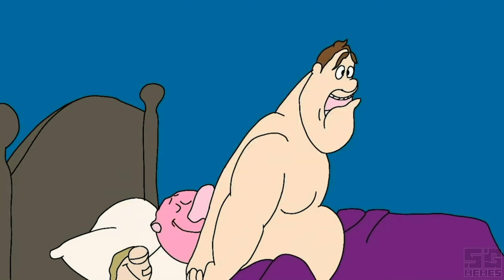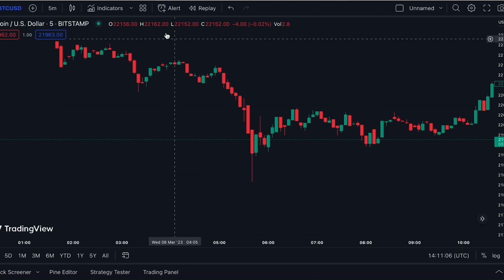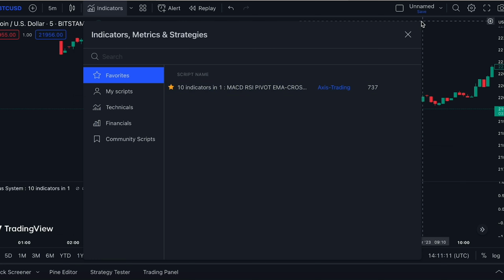Let's now go to TradingView and look at these signs there. The FMIS system will be the first sign we present. Look for the FMIS system indicator under the indicator search option. Choose the Axis Trading 10 and 1 FMIS indicator and add it to the screen.